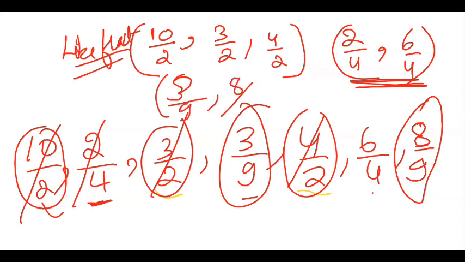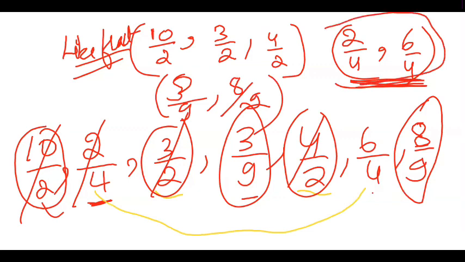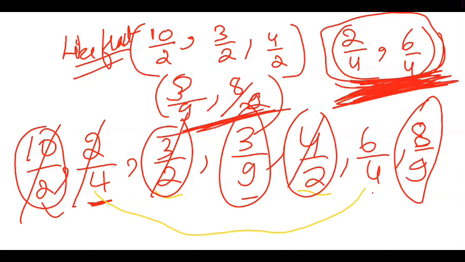Understood? Yes, we had written 2 by 4 and 6 by 4 here. See? Here, beta. We have written it already, right? 2 by 4, 6 by 4 is done. 3 over 9 and 8 over 9 is also done. Understood what are like and unlike fractions?